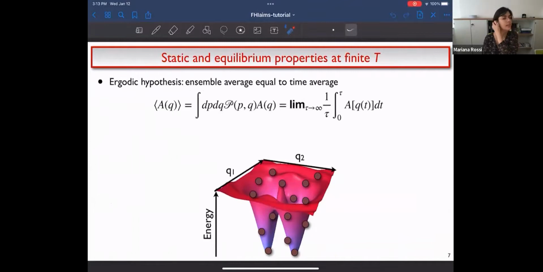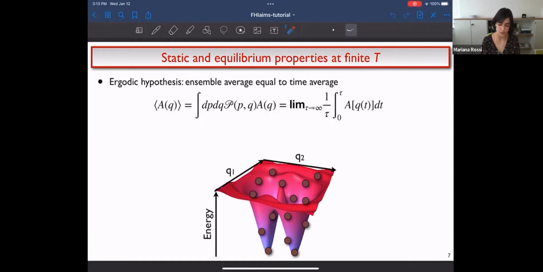And then there is a second thing that usually one wants to use when talking about molecular dynamics, which is the ergodic hypothesis, and that is that an ensemble average is equal to a time average in the limit that the time of your sample goes to infinity, because then your system in theory will have time to explore all possible configurations that are relevant.